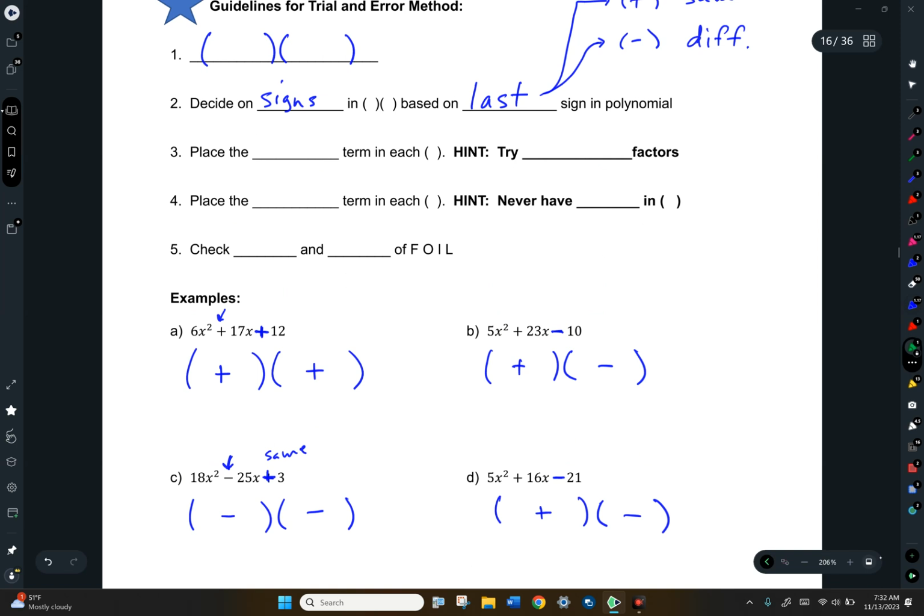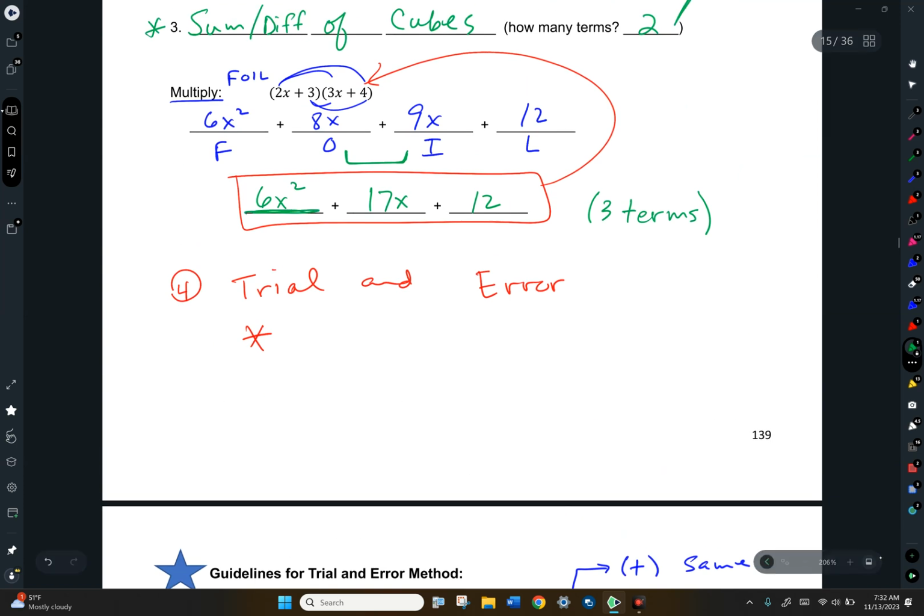Okay, so the next thing, you're going to place the first term in each parenthesis. And the helpful hint is try the lowest factors. Let me show you what I mean by that. So when I say I'm going to put the first term in each parenthesis, I'm going to decide what goes here and here. And if you think about it, when we did that problem up above, that first term right there came from the F, from the first, meaning multiplying the 2x and the 3x.